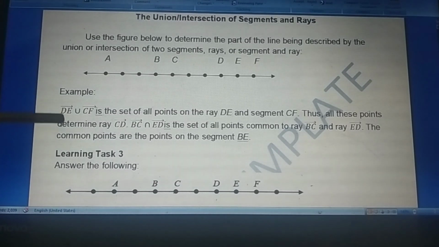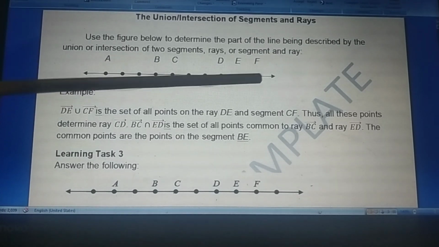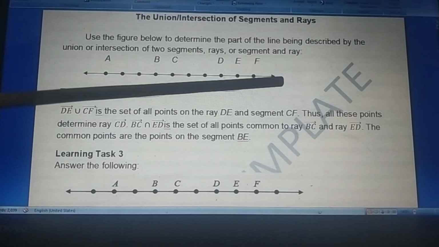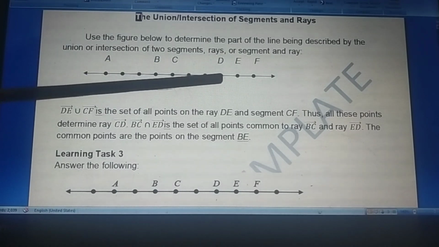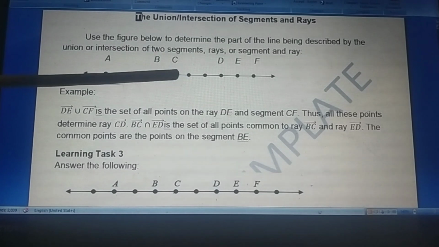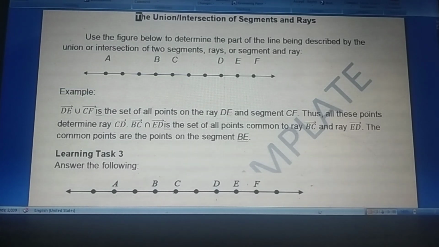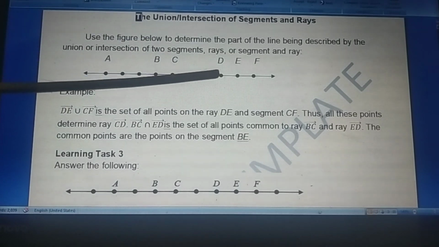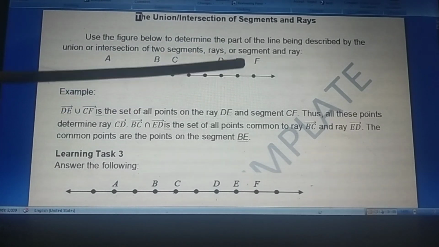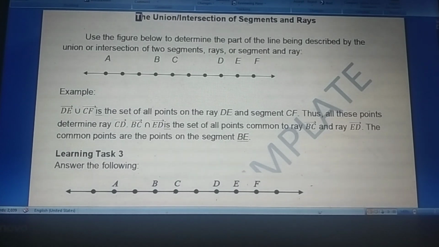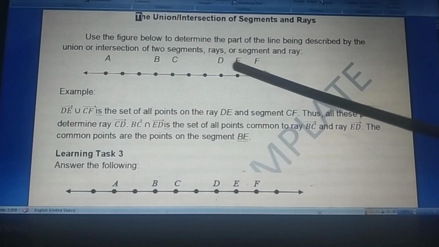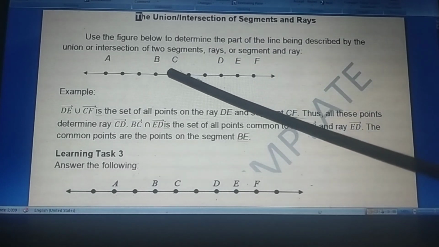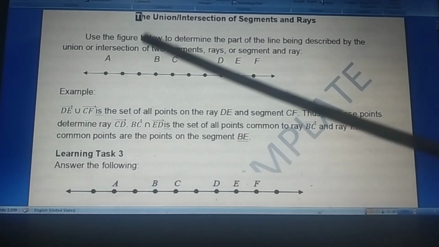Example, ray DE union segment CF. We begin with point D. Ray DE union with CF. The endpoint of DE is D and the endpoint of CF is C. So it is the set of all points on the ray DE and segment CF. Thus, all these points determine ray CD, ray CE, or ray CF. We begin with point C as its endpoint.